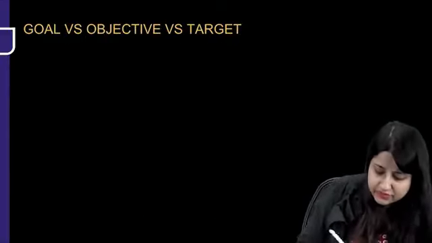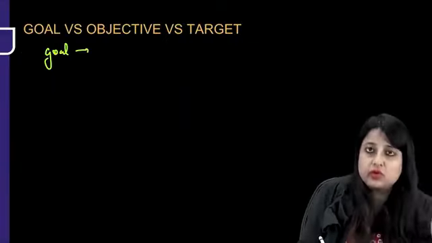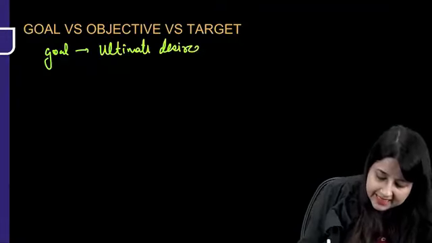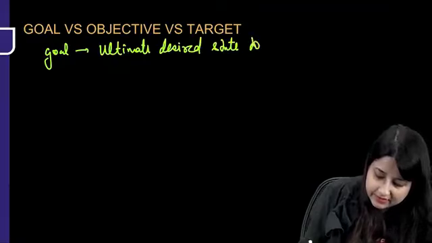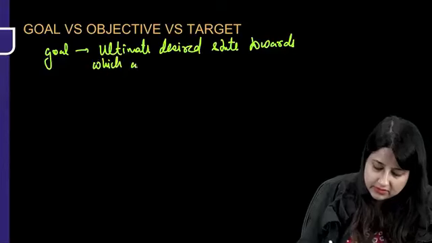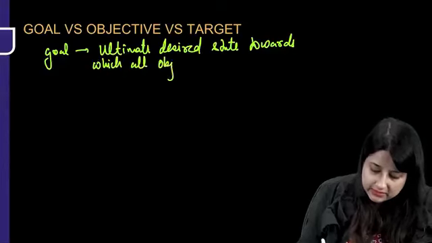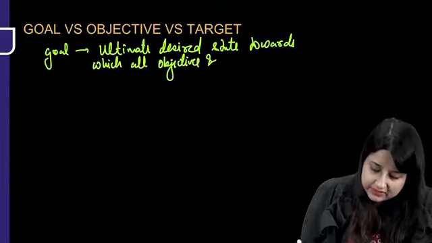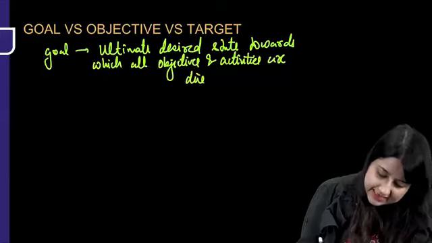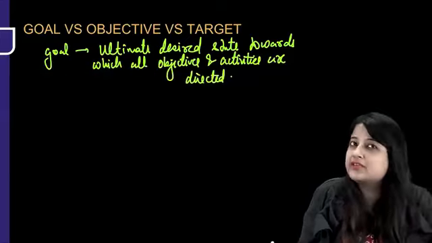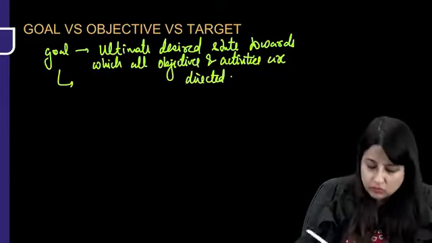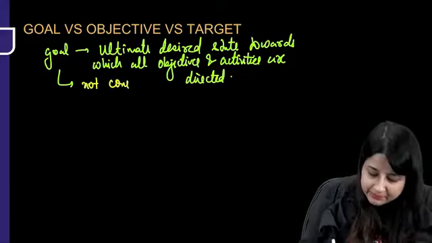Another very, very important thing: what is the definition of goal? So goal is the ultimate desired state towards which all our objectives and activities are directed. Remember, goal is not constrained by time.